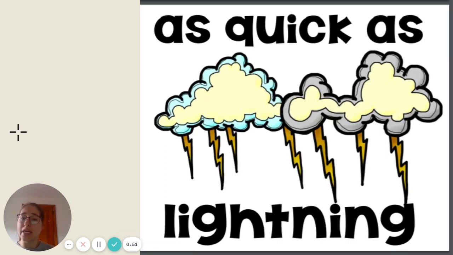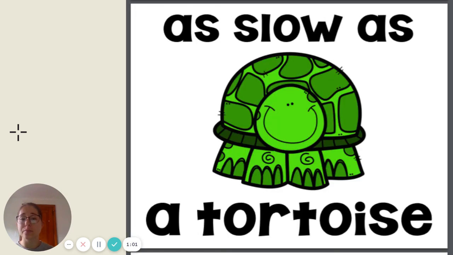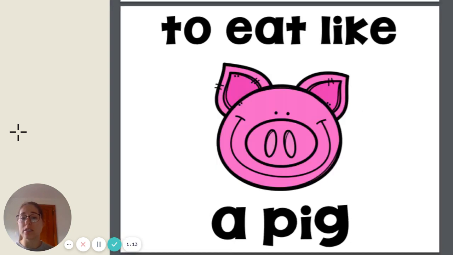As quick as lightning. If I say my dog is as quick as lightning, it doesn't mean my dog turned into lightning. It's just saying that it is quick like lightning, or comparing it to lightning. As slow as a tortoise. If you're in the hallway and someone is walking as slow as a tortoise, it doesn't mean they just turned into a tortoise. It just means that they are slow like a tortoise.